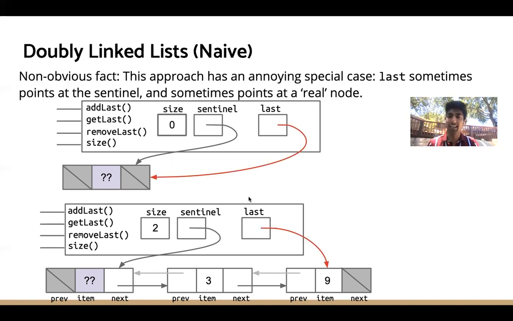One catch here is that last sometimes may point to the sentinel, sometimes may point at an actual node. In which case, it's really confusing because we don't really know if last is actually pointing to the sentinel or some actual thing. So this is an annoying special case, and we do not like special cases. So let's try to improve the structure of our doubly linked list to accommodate this.